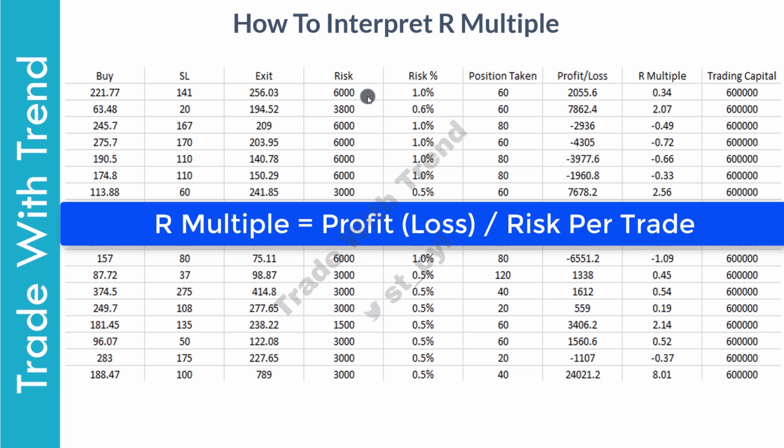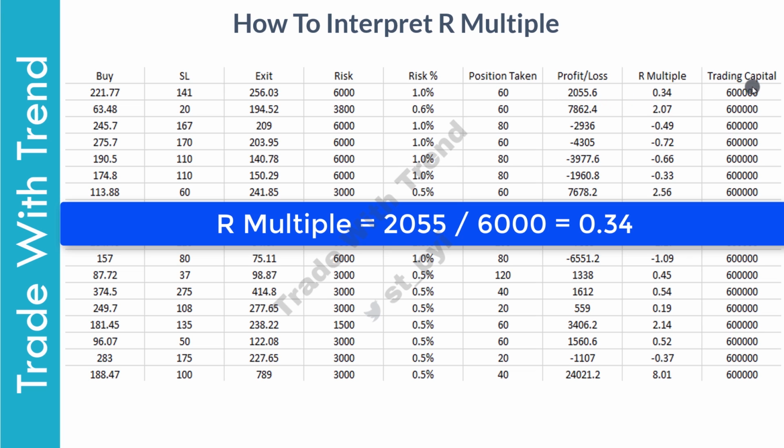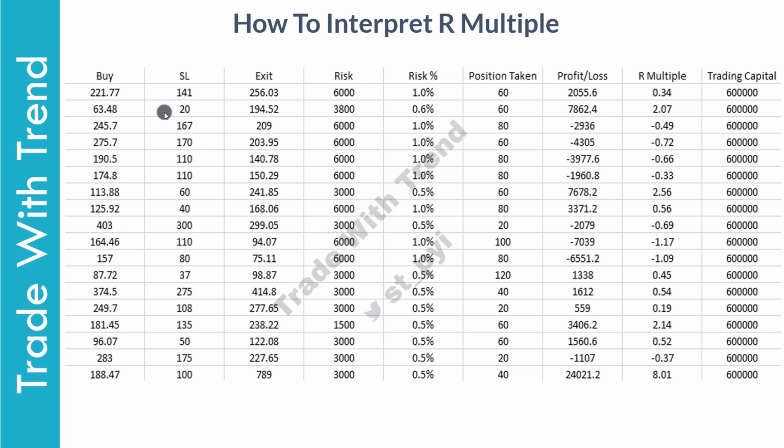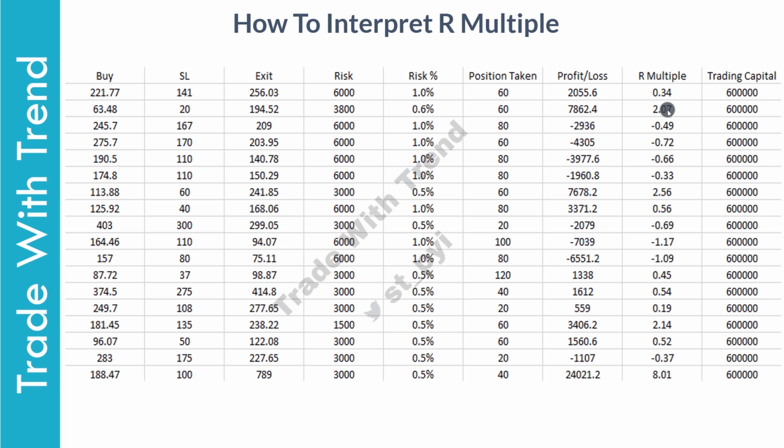This means you risked 6,000 to make a profit of 2,055. Therefore, your return here was 0.34 times the initial risk that you took. I hope this is clear. If you look at the second trade here, in this particular trade, you risked 3,800 to make 7,800 as return. In terms of risk, therefore, you made 2.07 times the initial risk you took in this trade. I hope the interpretation aspect is clear.